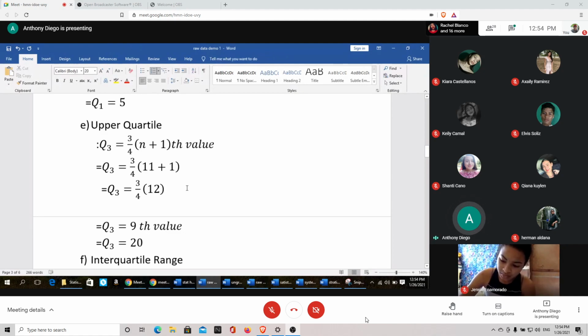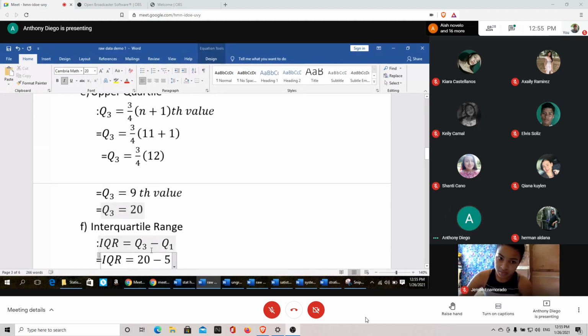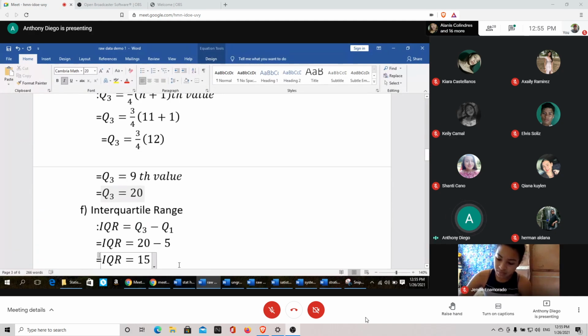Then for us to find the interquartile range, probably you could write this down, even though I didn't put it on the formula paper. The interquartile range, represented by IQR, is the difference between the upper and the lower quartile. We found out that the upper quartile was 20 and the lower quartile was 5. So it's going to be 20 minus 5, which gives us 15. That will be our interquartile range.